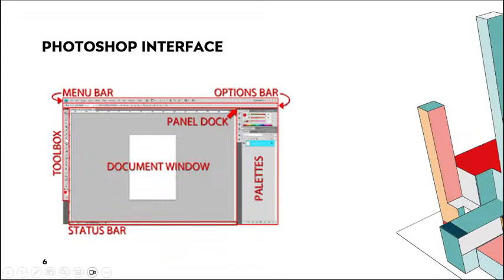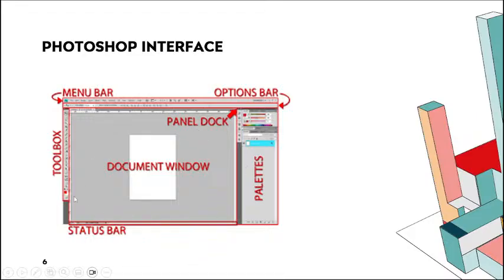Then on the left side of the window, you have the toolbox. The toolbox contains various types of tools with which you can perform various types of operations, doing various types of tasks. On the right side, you have palettes. You have color palettes for changing colors, and you can have layer palettes and adjustment palettes. There are different palettes in the panel dock. We call this section the panel dock.